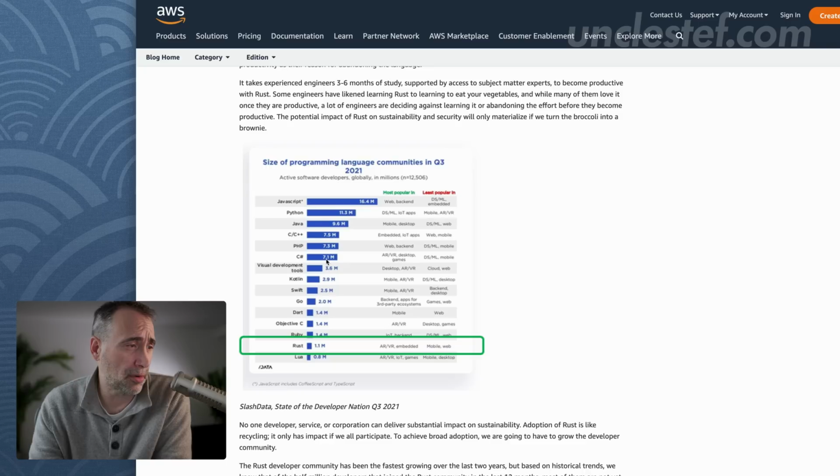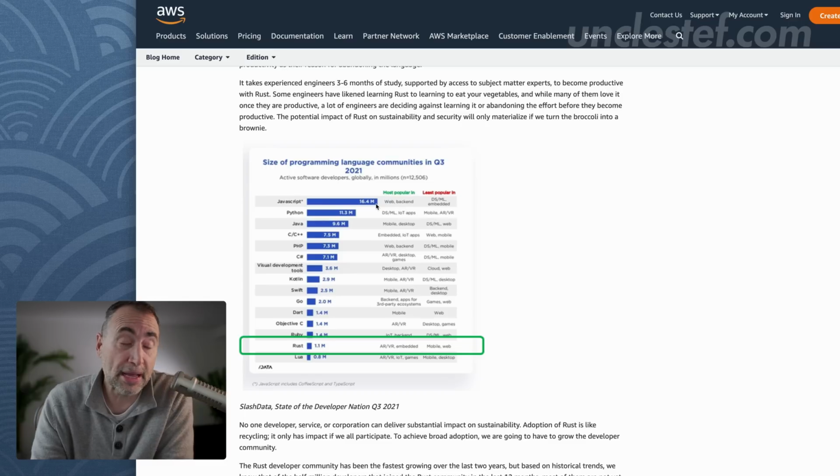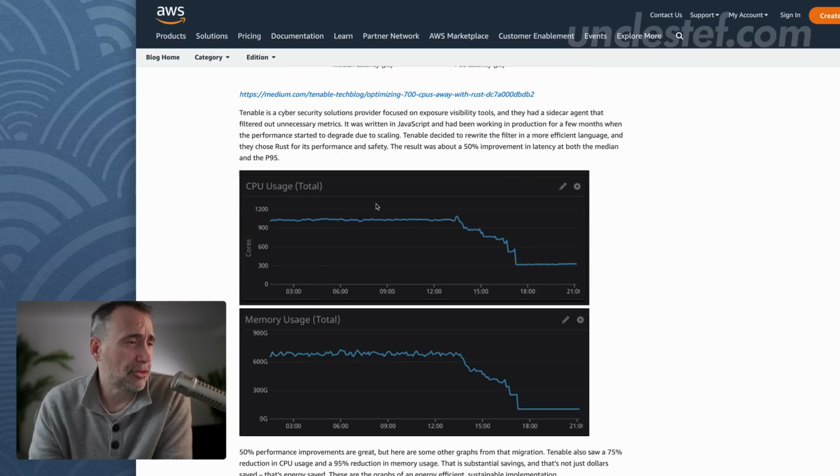C Sharp is smaller than PHP. Kotlin, Swift, Go, Dart, Objective C is smaller. JavaScript is the king, of course. Why? Because JavaScript has client and server-side programming application. And JavaScript has no competition on the client side. Anyway, let's go back up. So they got more data.